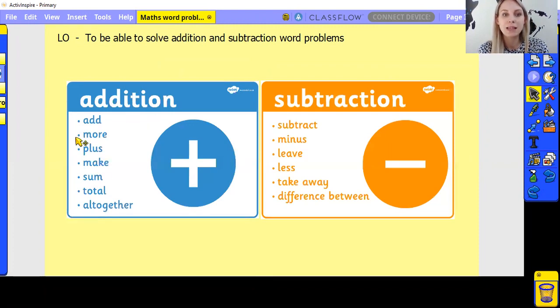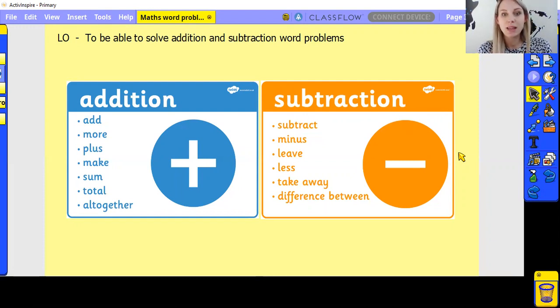So addition, some of the language that you might see when you're looking at an addition problem is add, more, plus, make, sum, total, and all together. And some of the language that you might see in a subtraction problem are subtract, minus, leave, less, take away, or the difference between. If it's a money subtraction problem, it might be something is sold, or given away.